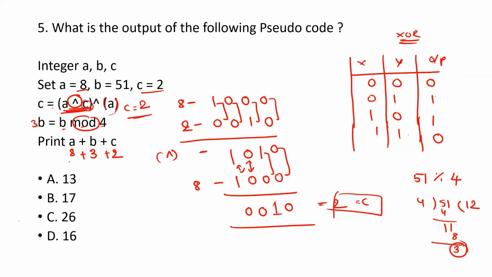Now you just have to add all of this. So 8 plus 3 is 11. 11 plus 2 is 13. So you will mark option A, which is having 13 as a solution to this question.